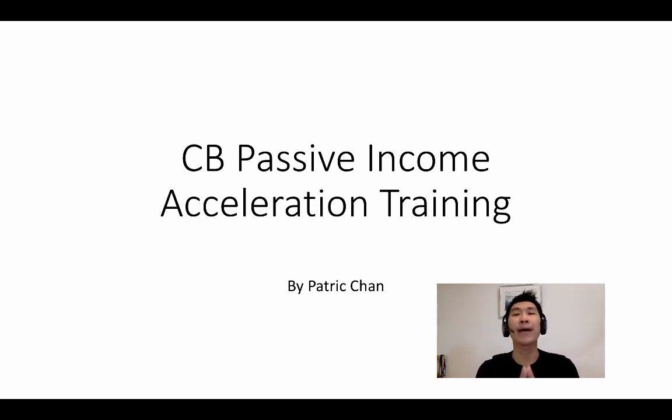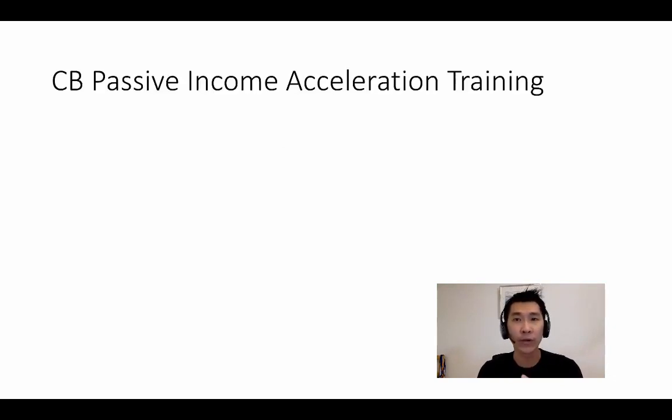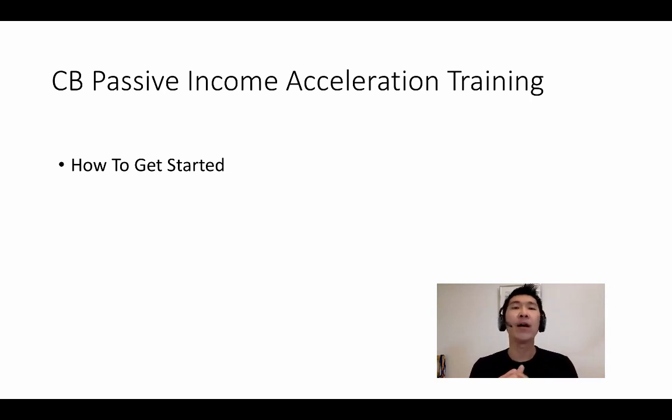In this CB Passive Income Acceleration Training, there are basically three core things that I want to share with you. This training is called the Acceleration Training, and why is it called that? It's because it's supposed to accelerate you to achieve these three things. First, how to get started. We have all the manuals inside the member area, the training, and so on. But if you go through this online training right now, it's going to help you figure out how to get started even faster. In fact, if you haven't got started yet, by the time you finish this training, you will know exactly what you're going to do, because I'm going to walk you through step by step.